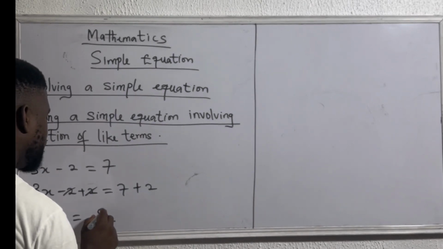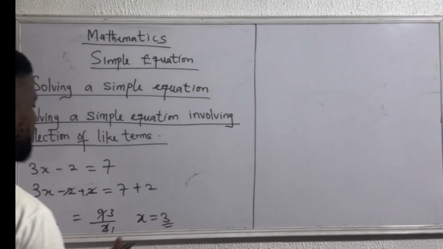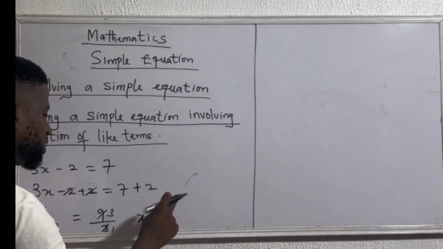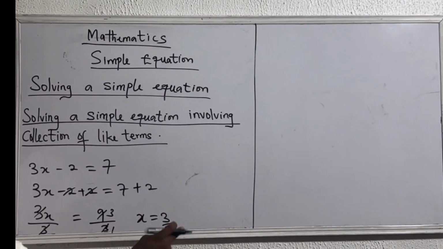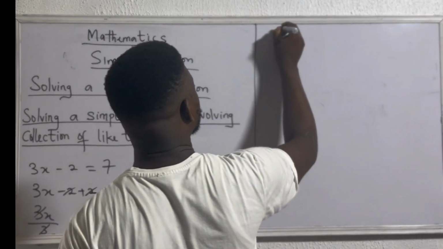So 3 here is 1, 3 here is 3, so that our x is equal to 3. Now we have the value for our unknown variable, which is x. Now to confirm whether we are right or wrong, we check by inputting the value of the unknown variable into the equation. So we check.